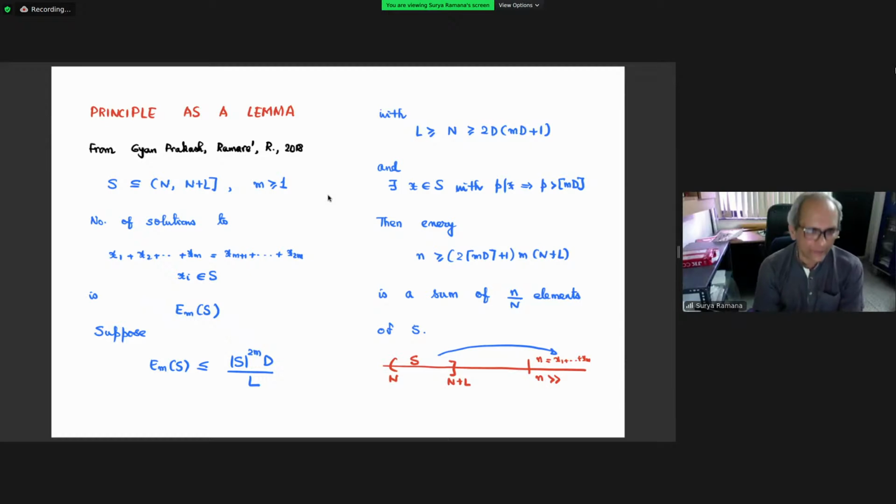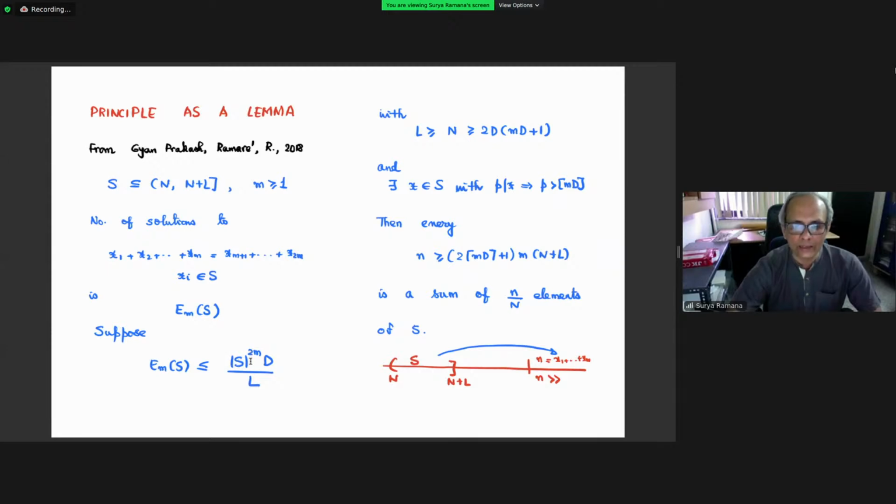So suppose you have any subset, nothing to do with the primes, just any subset of an interval which is written as n to n plus L. Okay, and define E_m(S) as the number of solutions to this equation, where m is at your choice. So this is the m-fold additive energy. Suppose you can get a bound for the m-fold additive energy, which is cardinality of S to the 2m times some D by L.